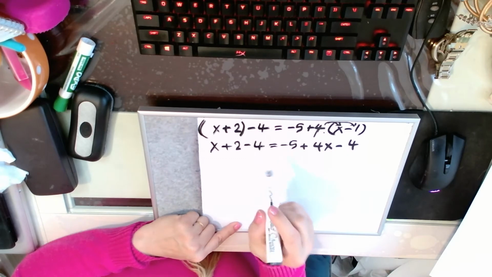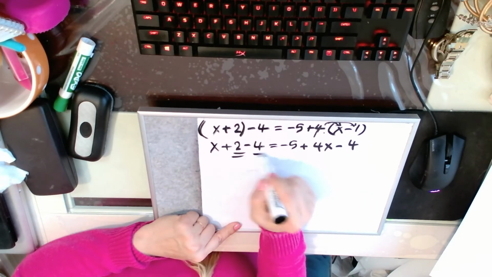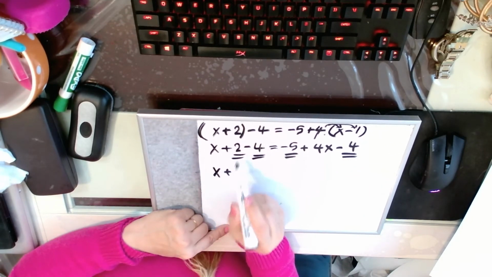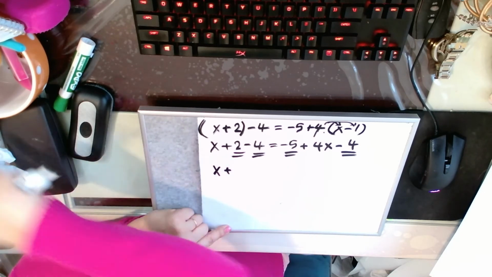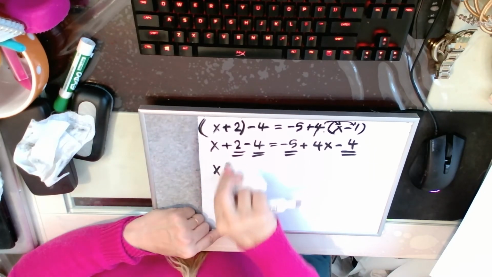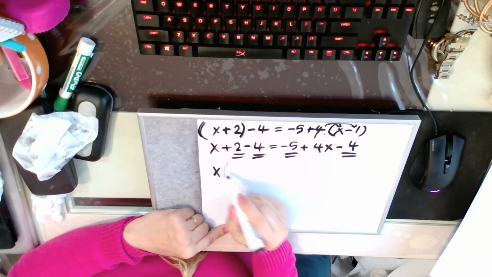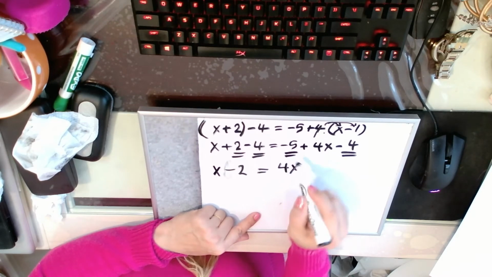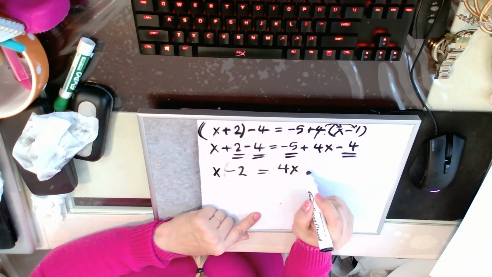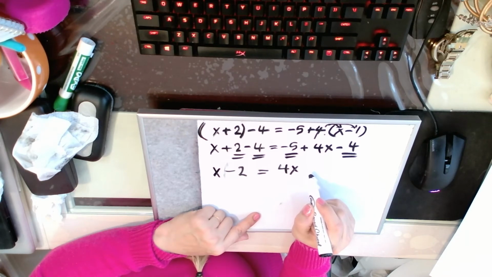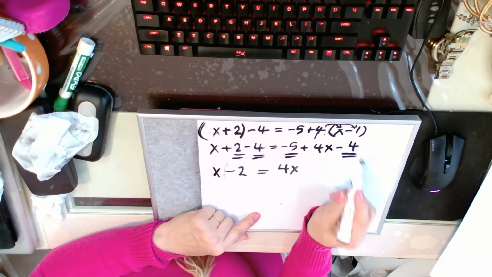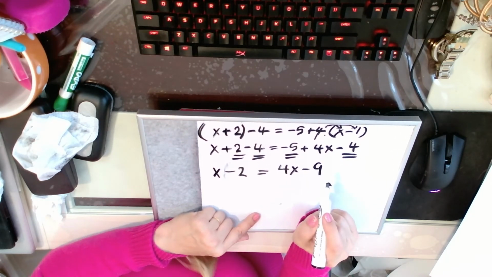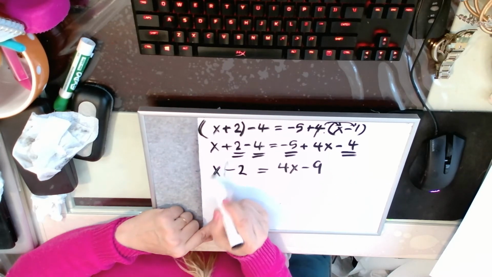Okay, now look for the numbers and add them together. X plus 2 minus 4, so it's going to be minus 2, right? Minus 2 equals, get the 4x here in the beginning, and then minus 5 minus 4, it's going to be minus 9, right?